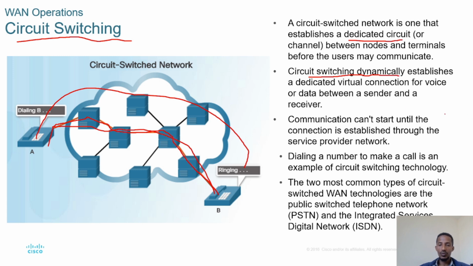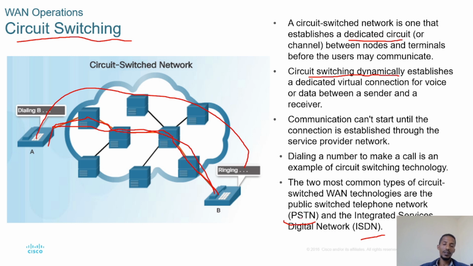The two most common networks used for such purpose are what? The public switched telephone network and the integrated services digital network. So these are the two.